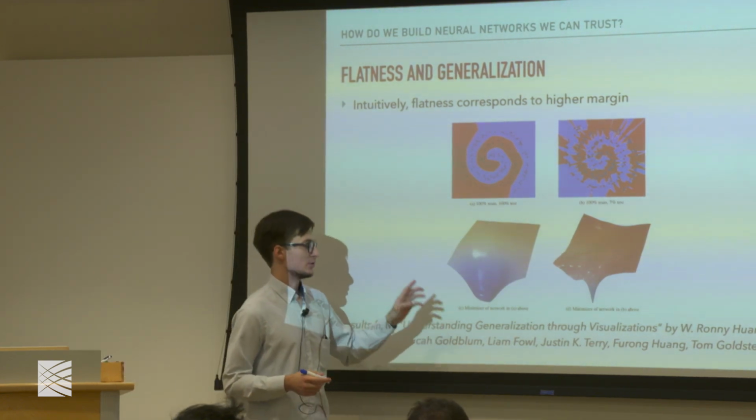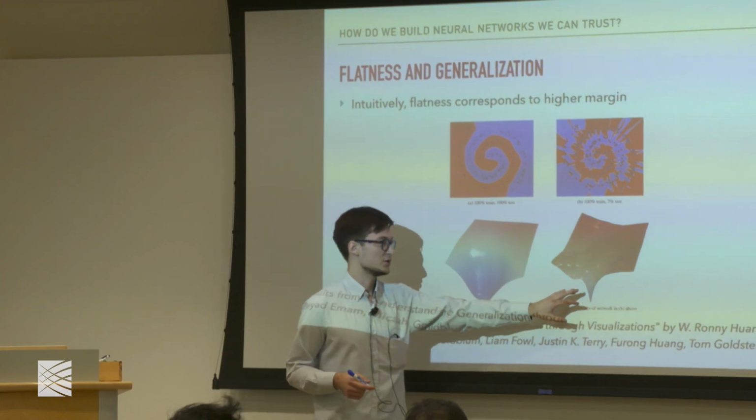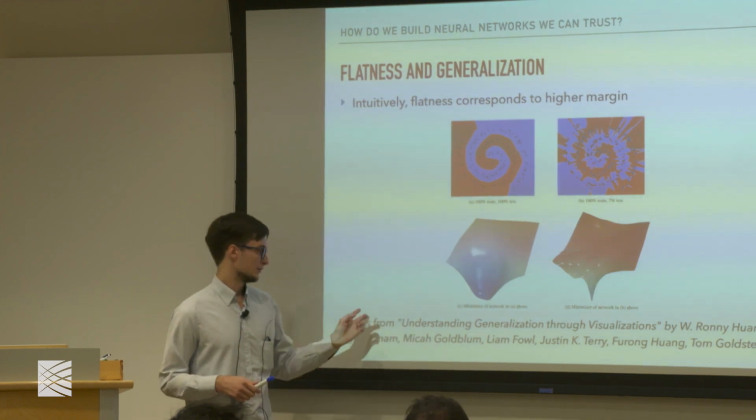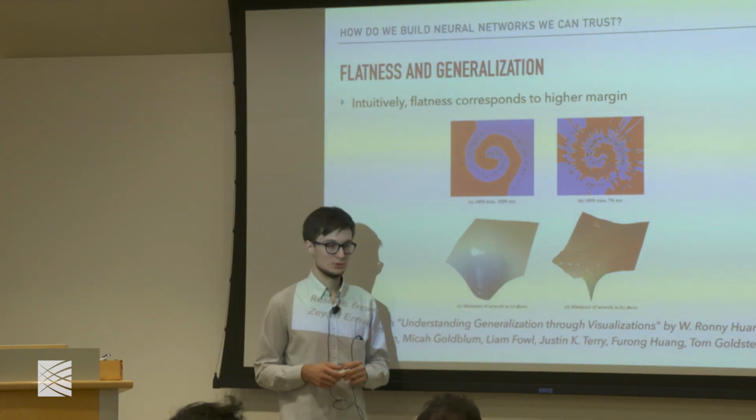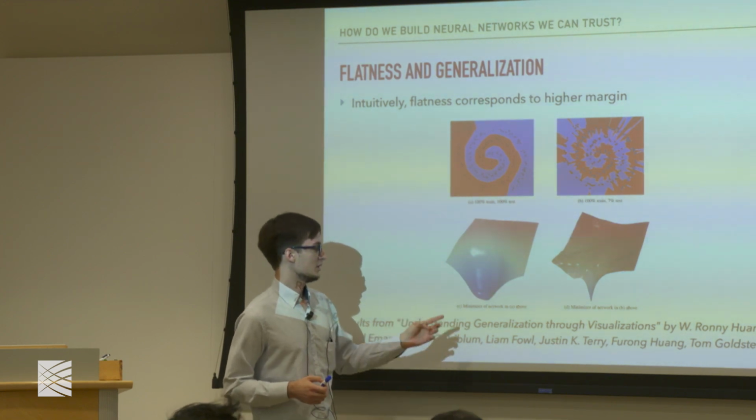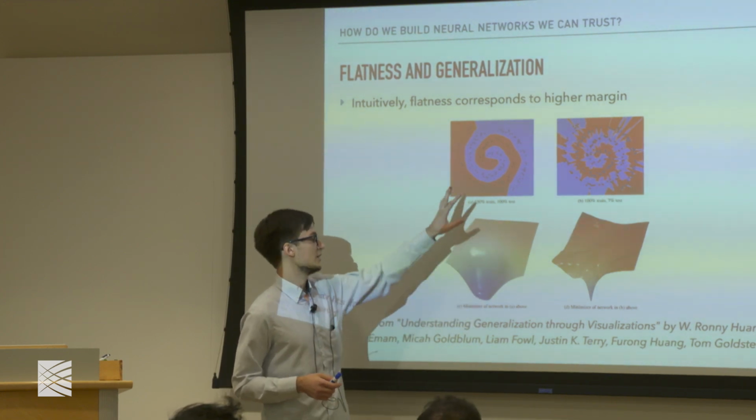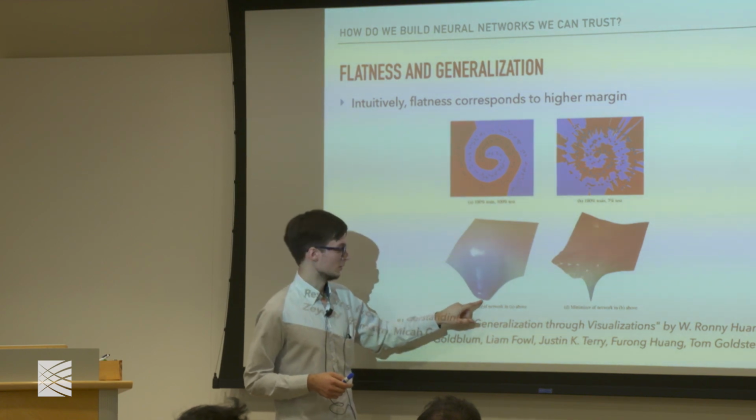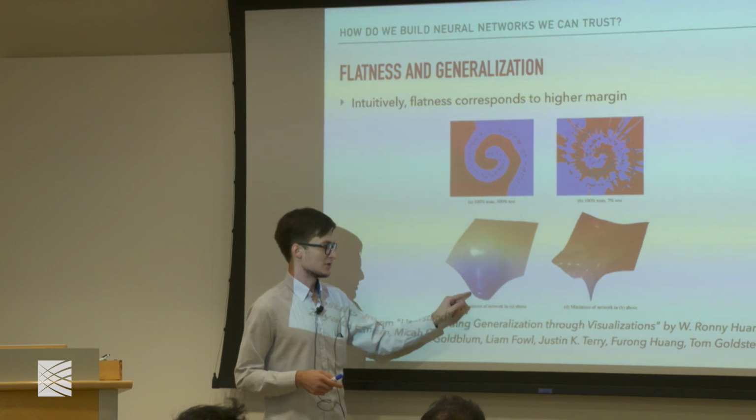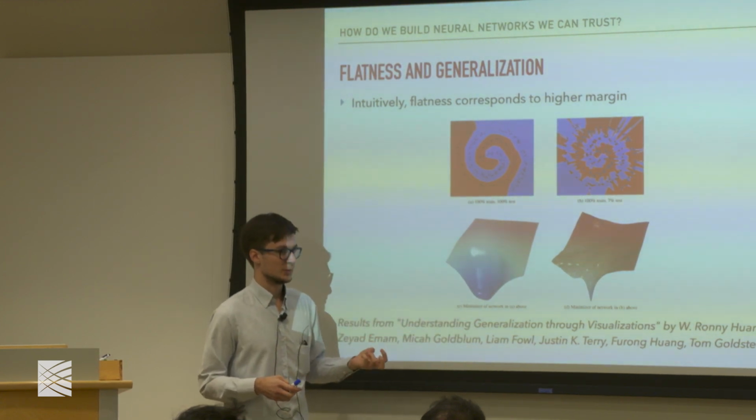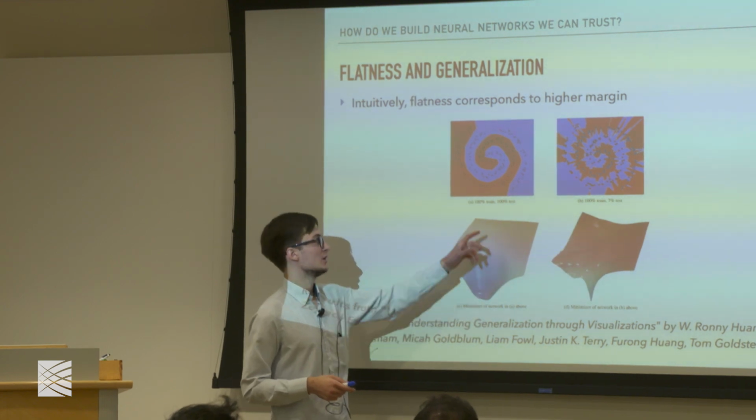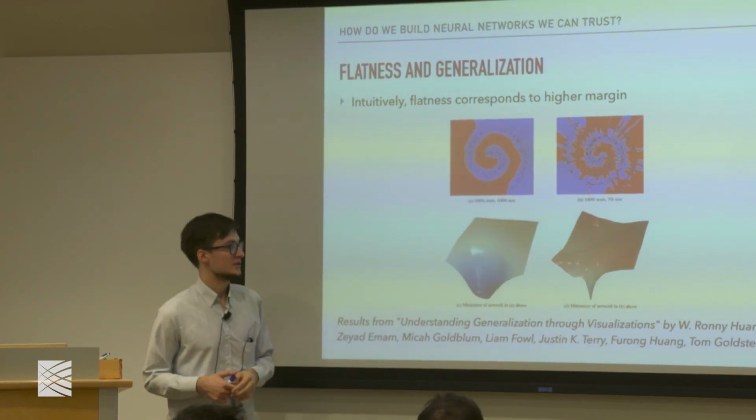So these are actually visualizations of the loss surface around this solution and this solution. These are from the paper Understanding Generalization Through Visualization by Tom Goldstein's group. What you can see here is that this network sits at the center of this valley of low loss. And as you move the point away from the solution, the loss doesn't increase very quickly. So moving the point away in the loss surface corresponds to perturbing the decision boundary.